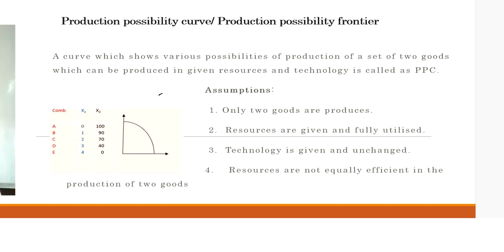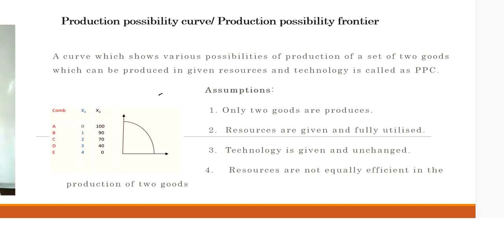In the assumptions of PPC, we assume that only two goods are produced, because we have two axes, the x-axis and the y-axis. We can represent one good on the y-axis and one on the x-axis.